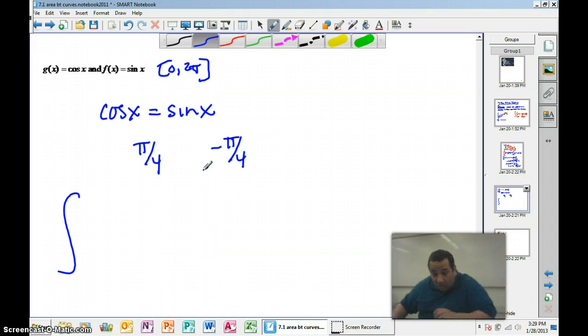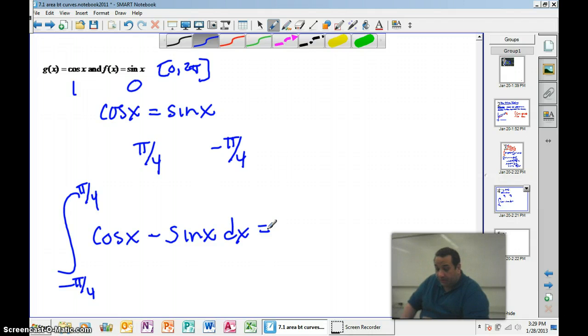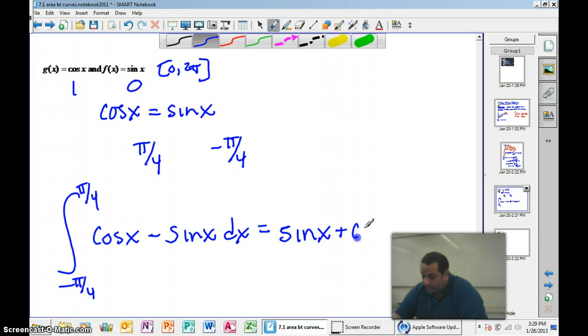I choose 0. 0's in between that. The cosine of 0 is 1. The sine of 0 is 0, so cosine's on top. So it's going to be from negative pi over 4 to pi over 4, cosine x minus sine x dx. And that becomes, well, the integral of cosine is, I believe, negative sine. I'm guessing. No, it's the other way around. The integral of cosine is sine of x, and the integral of negative sine of x is cosine of x, so that's what we got here.